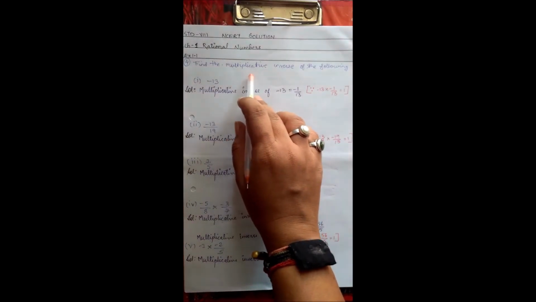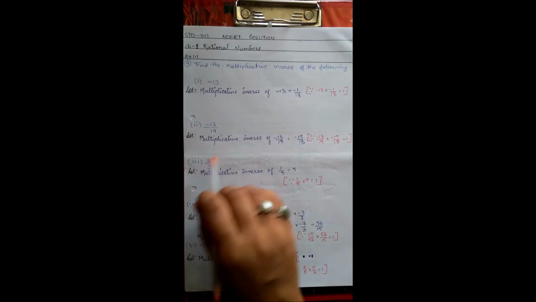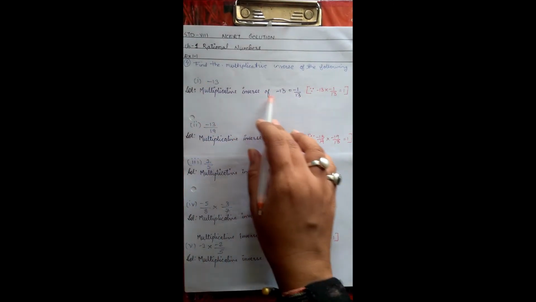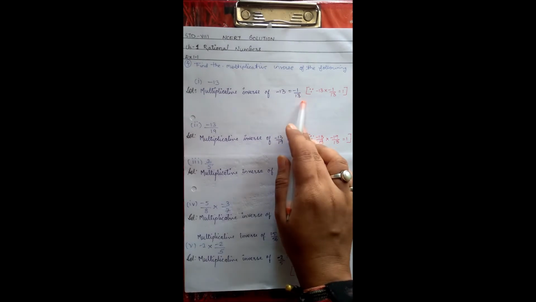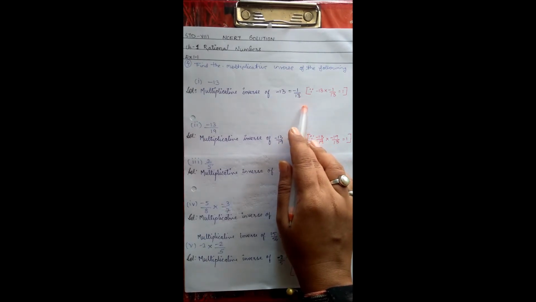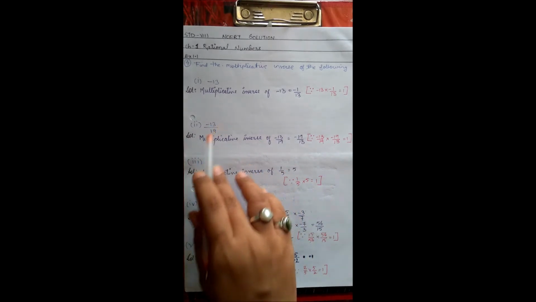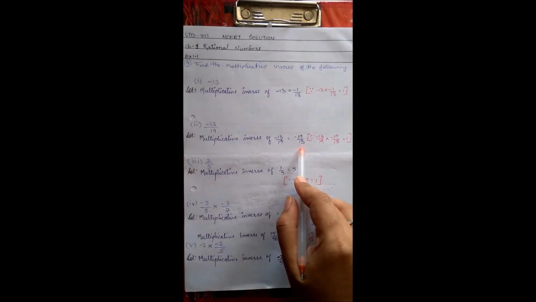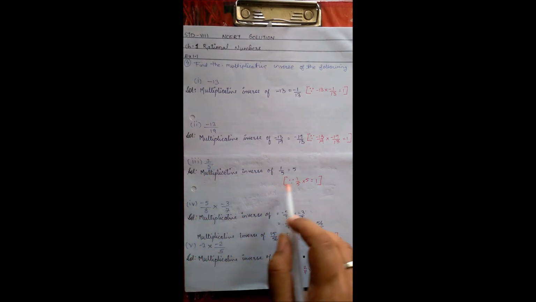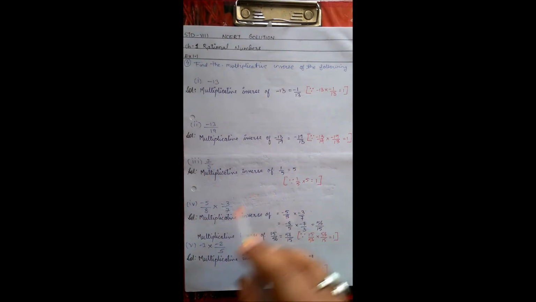Next, fourth question. Find the multiplicative inverse of the following. Minus 13, inverse is minus 1 upon 13. Minus 13 upon 19, the inverse is minus 19 upon 13. 1 upon 5, the inverse is 5.